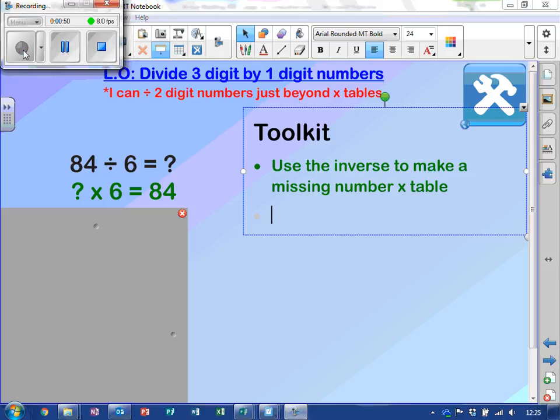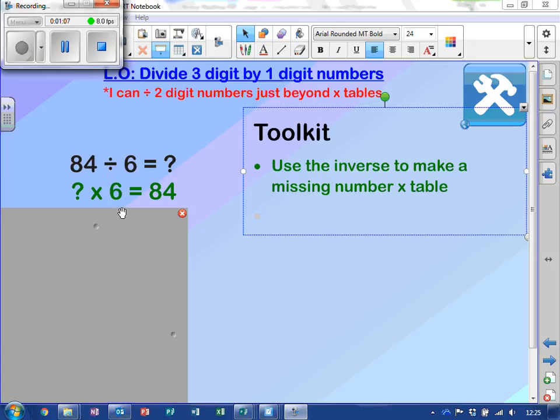Now, if we look at our times table square, we'll find that 84 doesn't seem to be in the 6 times table because it's too big. It's beyond the times tables that we commonly use. But we can still use our times tables to help us.